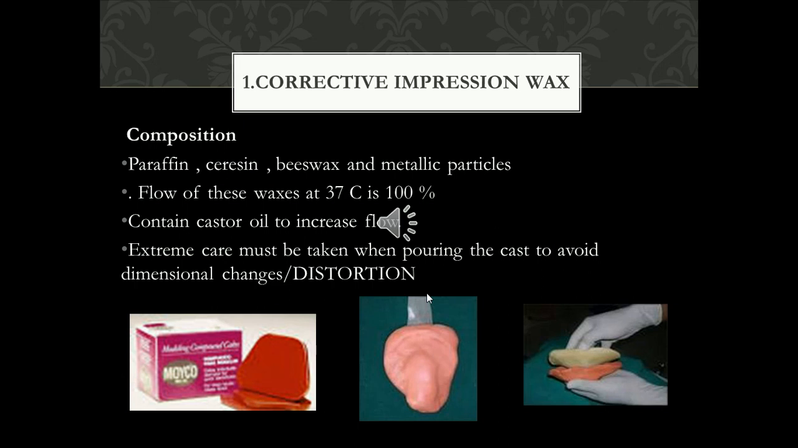Now, compared to the pattern waxes, in which we saw that the flow was less than 1% at oral temperature, 37 degrees, the corrective impression waxes show a flow of 100% at 37 degrees. Why? Because at oral temperature, we want them to flow properly and take the impression of the whole oral structures. So this is the main difference. However, when we remove it from the oral cavity, care must be taken to avoid any kind of distortion or dimensional change.